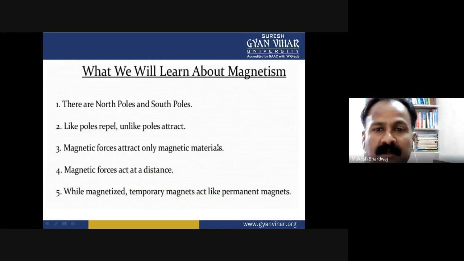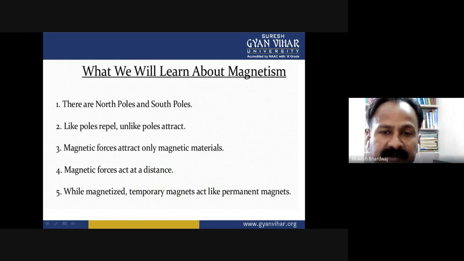What we will learn about magnetism: there are north poles and south poles. Like poles repel, unlike poles attract. Magnetic force attracts only magnetic material. Magnetic forces act at a distance, while magnetized temporary magnets act like permanent magnets. This is due to the dipoles that exist in the materials, and due to the behavior of the dipoles, there are some changes in the effect of other magnets.